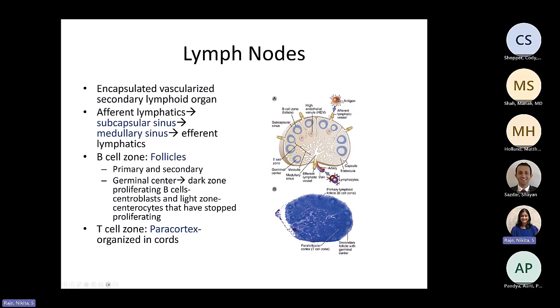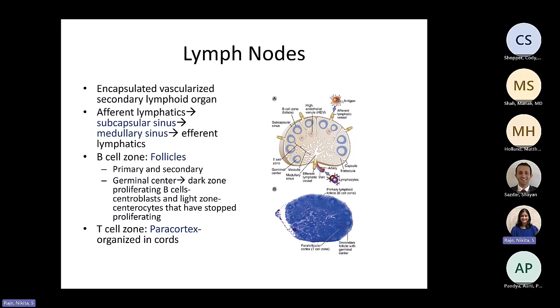These afferent lymphatics will end into a subcapsular sinus, and then that subcapsular sinus will form these medullary sinuses, and then finally collect all of that into what is known as efferent lymphatics. And the efferent lymphatic vessel will take the lymphatic flow out of the lymph node. So that's where the antigen enters the lymph node. Also, the blood circulation can bring lymphocytes into the lymph node, and so there is arterial and venous flow to the lymph nodes.